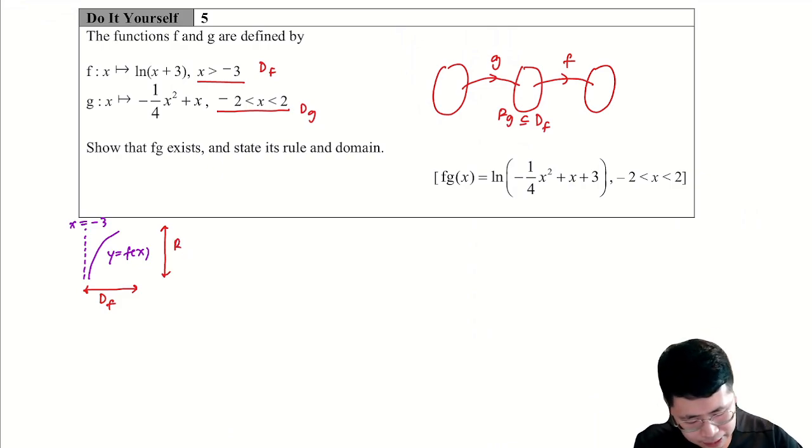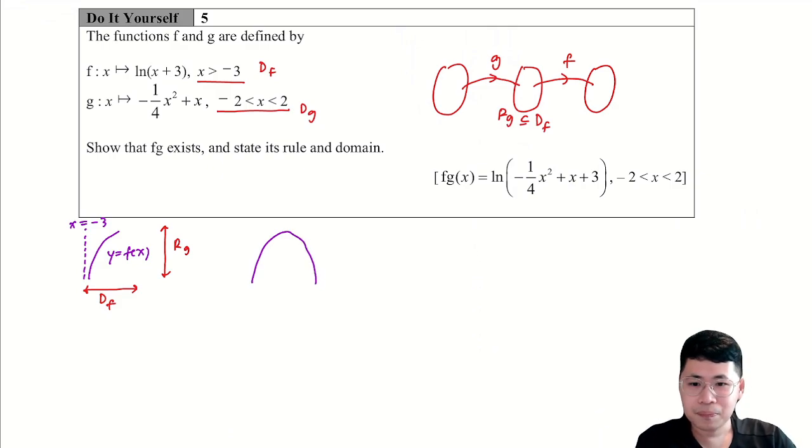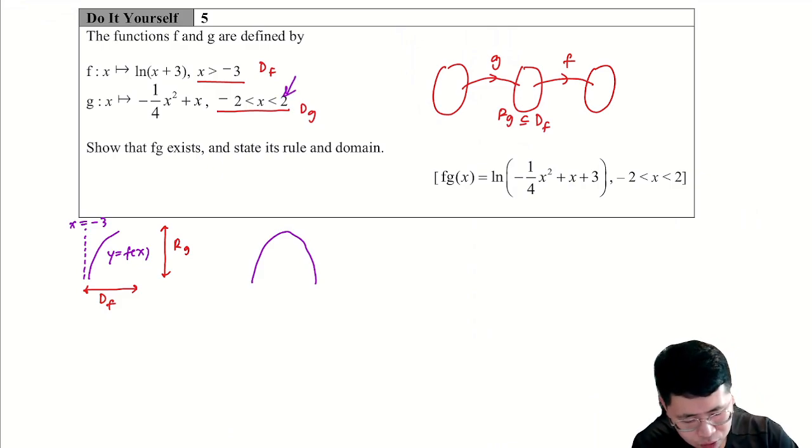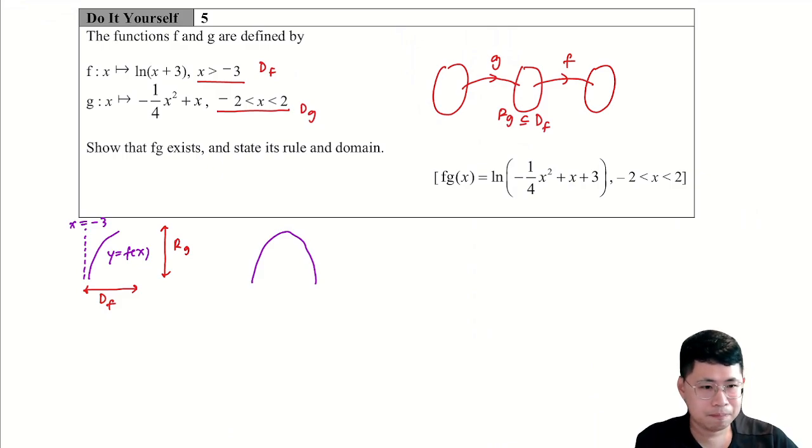Then let's take a look at the second graph over here. The second graph is a quadratic graph, but take note this is a maximum quadratic graph. So roughly, I'm going to sketch something like this over here. Now, taking note that the domain of g is restricted, correct? So I don't think I will have all the graph over here.